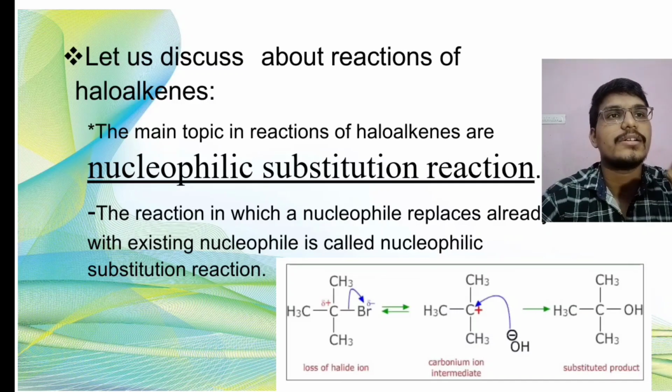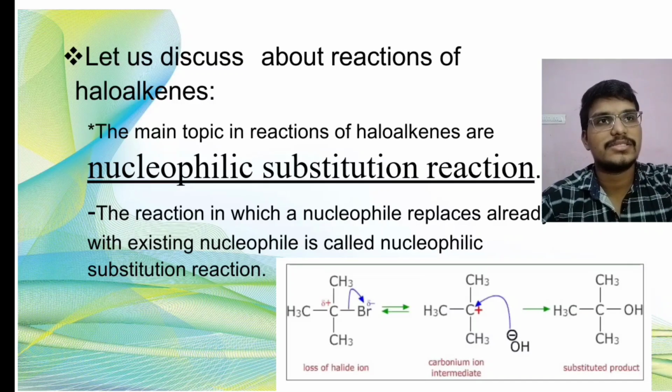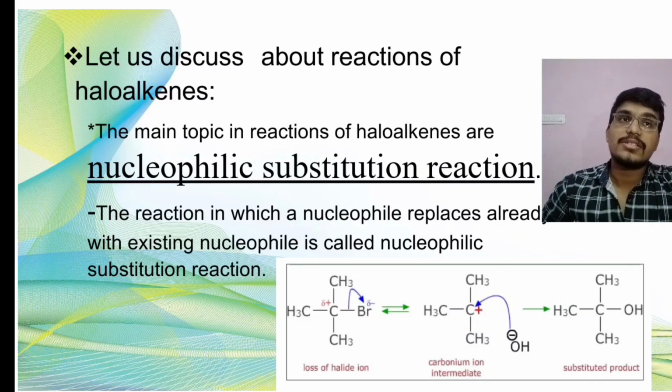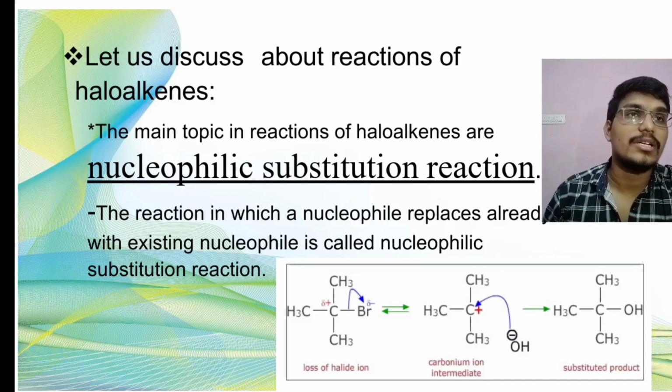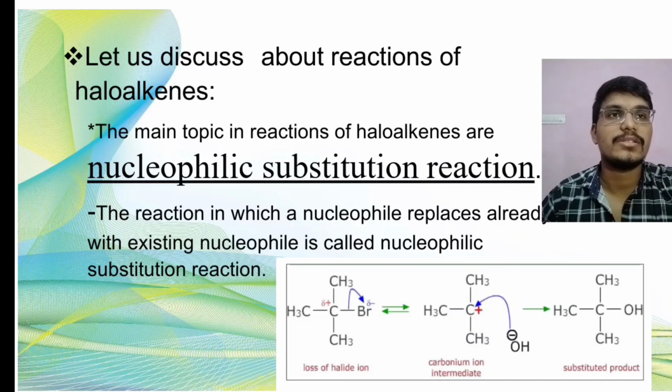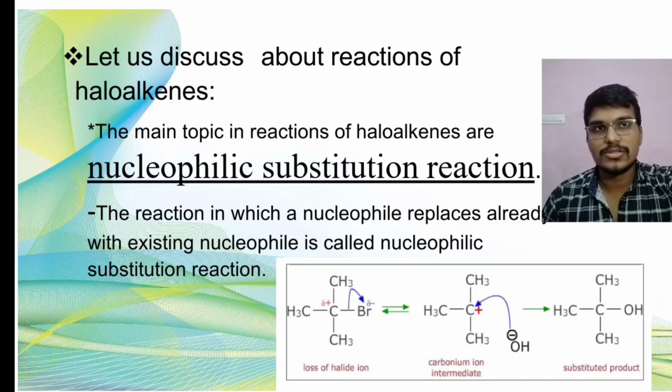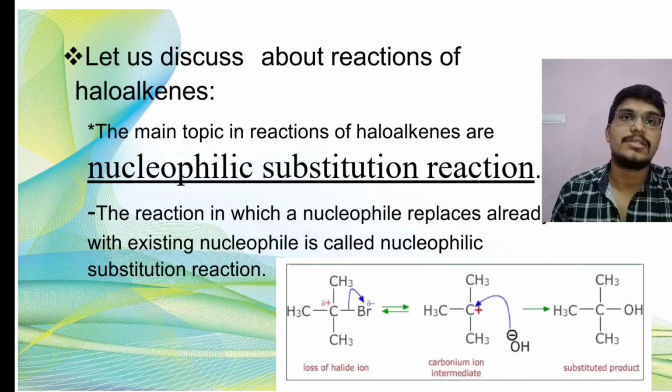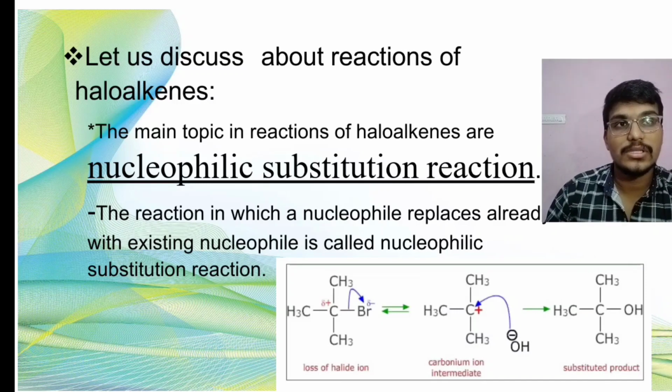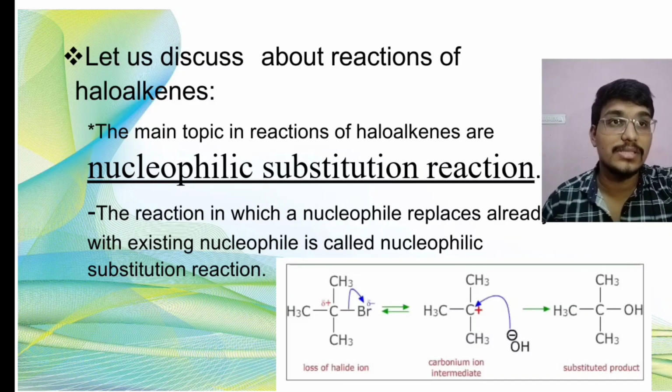A nucleophile is an electron-rich species. Electron-rich species means it contains more electrons, in the form of lone pairs or in the form of negative charge. Those are called nucleophiles. Some are neutral. You can say H2O is a nucleophile, and Cl minus is also a nucleophile.